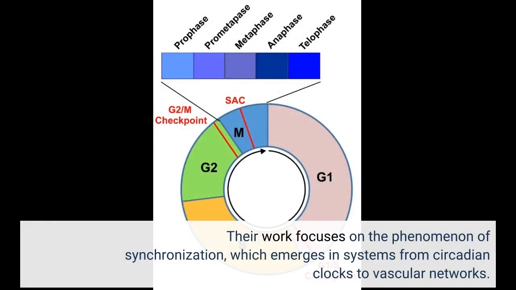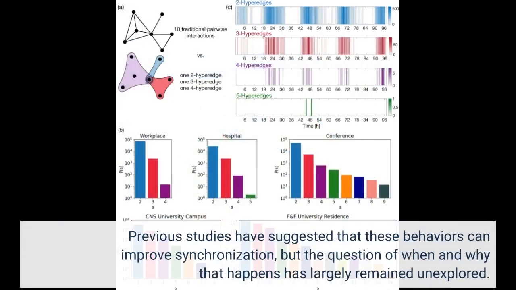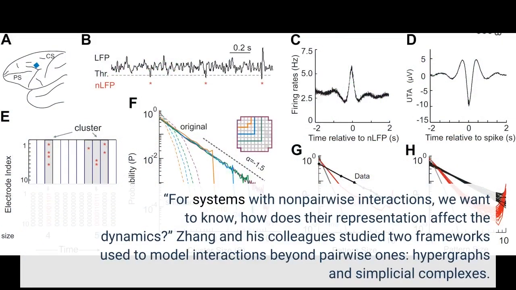Their work focuses on the phenomenon of synchronization, which emerges in systems from circadian clocks to vascular networks. Previous studies have suggested that these behaviors can improve synchronization, but the question of when and why that happens has largely remained unexplored. We don't have a very good understanding of how the higher-order coupling structure influences synchronization, says Zhang. For systems with non-pairwise interactions, we want to know, how does their representation affect the dynamics?